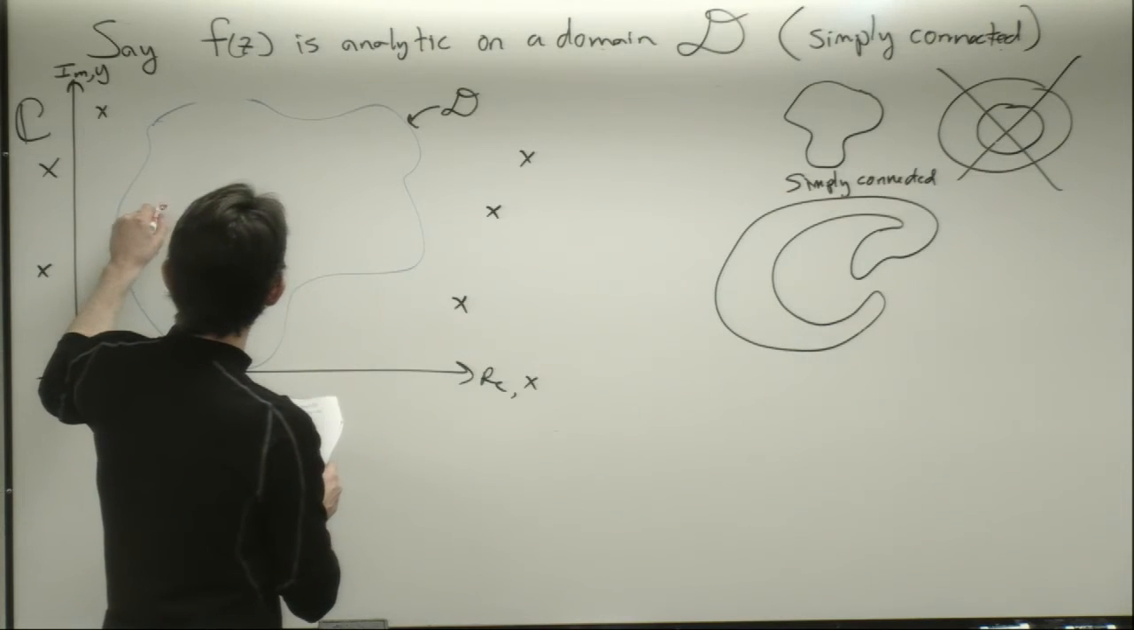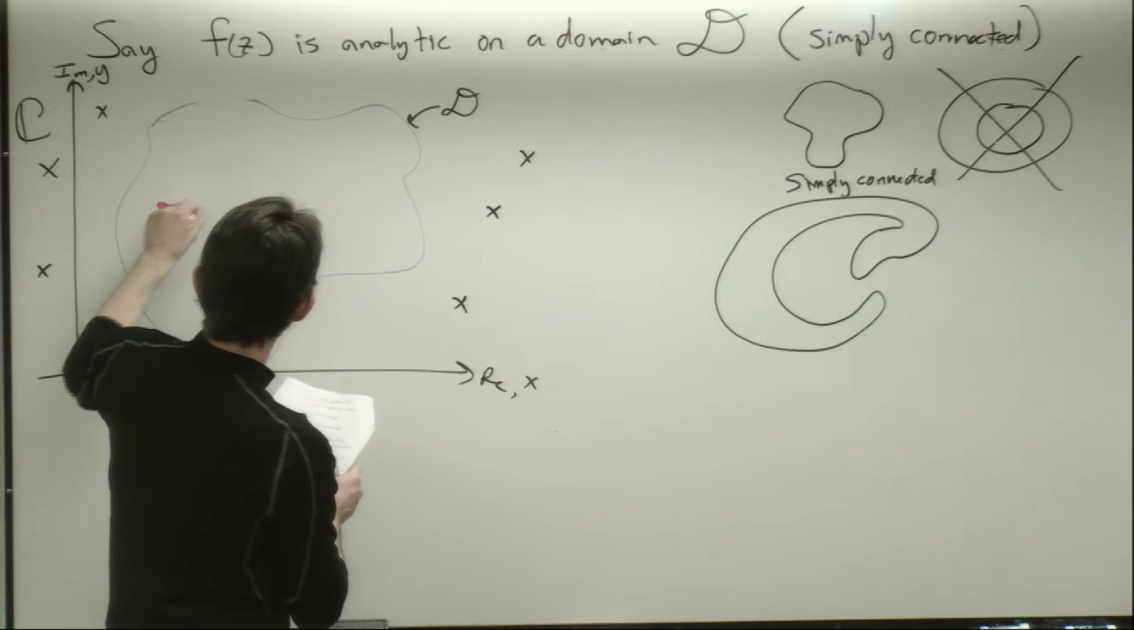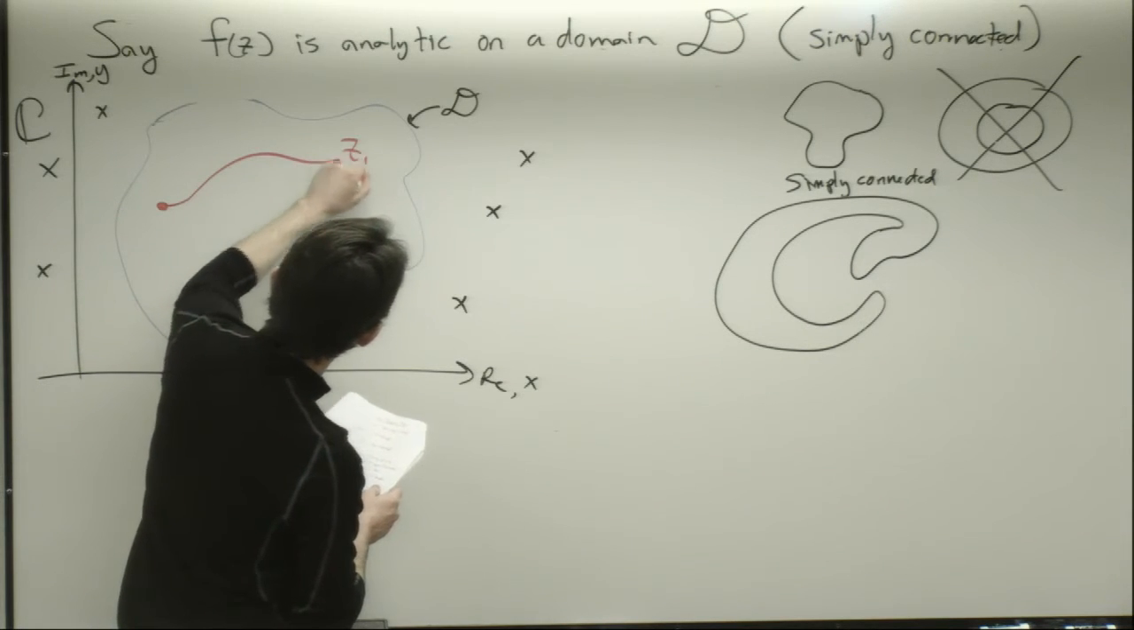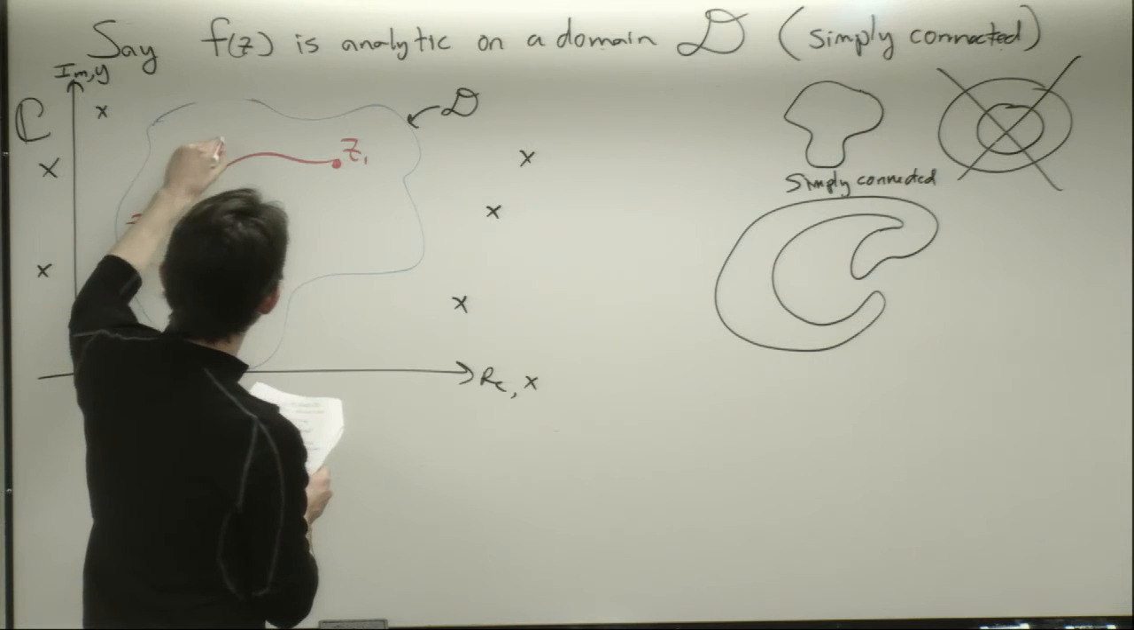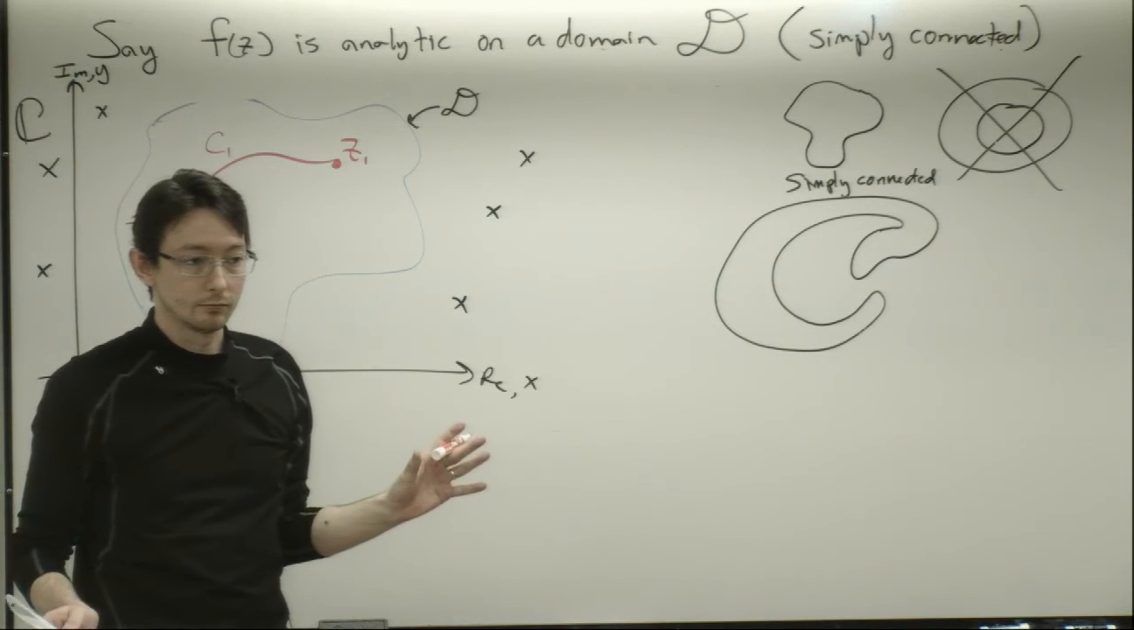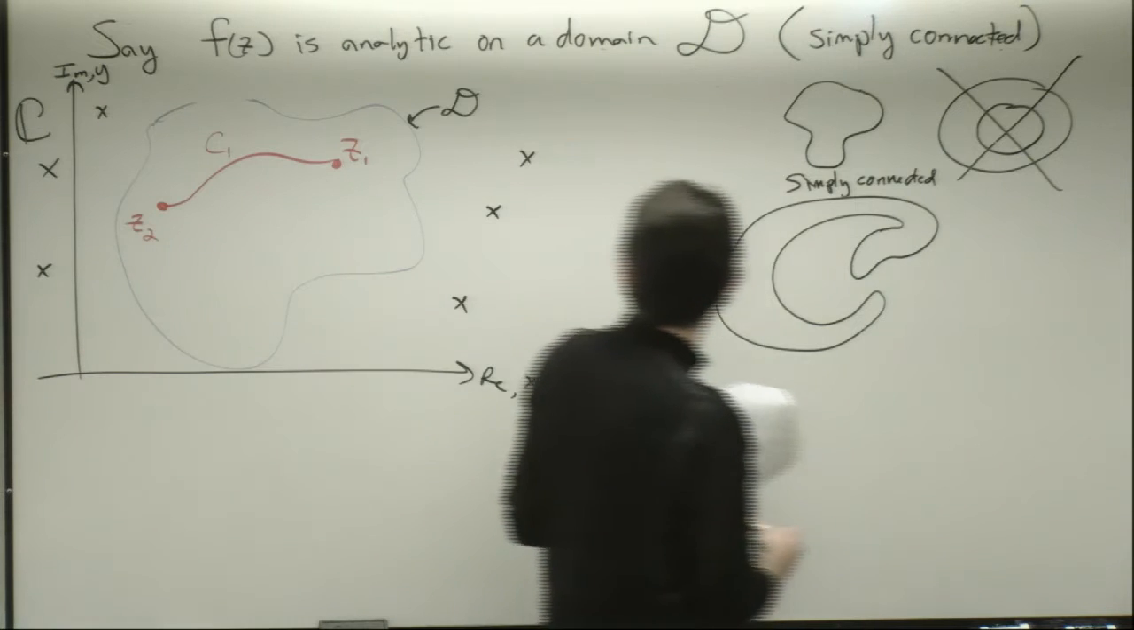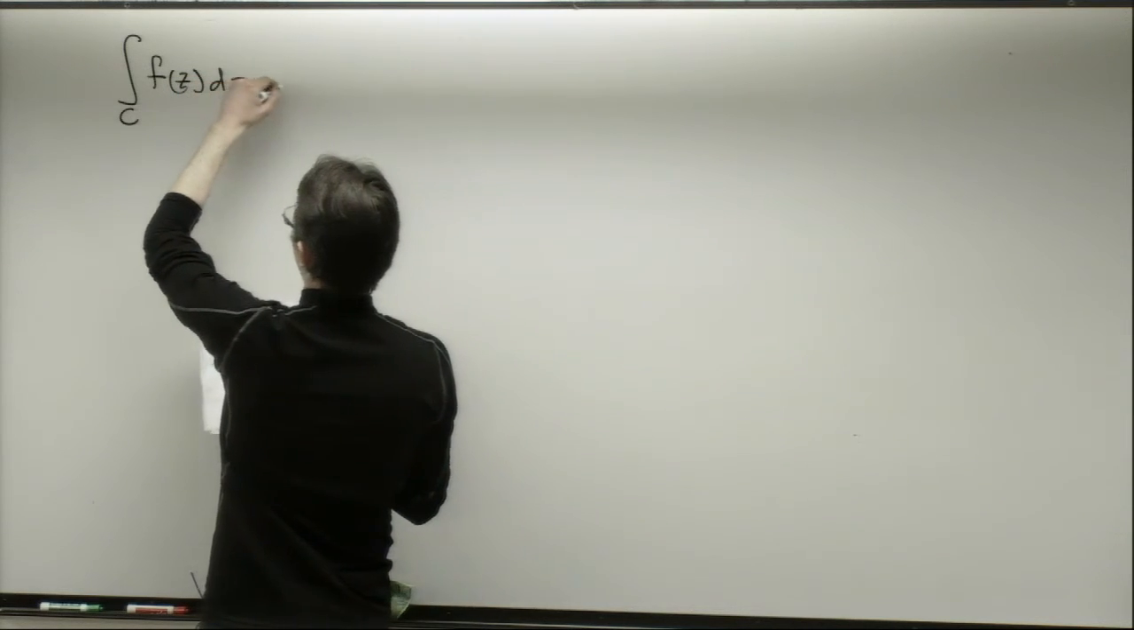Fourier transforms too. Okay, so what we're going to do is we're going to take a function f and we're going to start integrating it over contours C. And so let me just draw this contour C. So first I'm going to draw a path from z1 to z2, and I'm going to call that contour 1. Okay? So what we're going to do is we're going to integrate over this contour f of z dz.